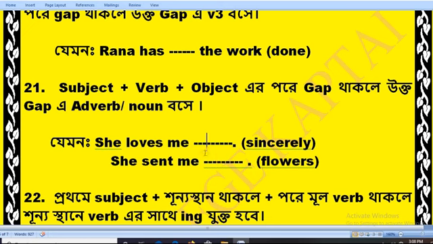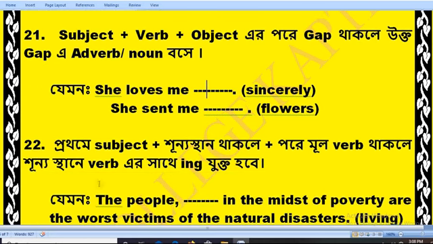She loves me. She sent me flowers. Okay. Sometimes there will be a noun, sometimes there will be an adverb. Okay, that is the rule, if the sentence demands, right?